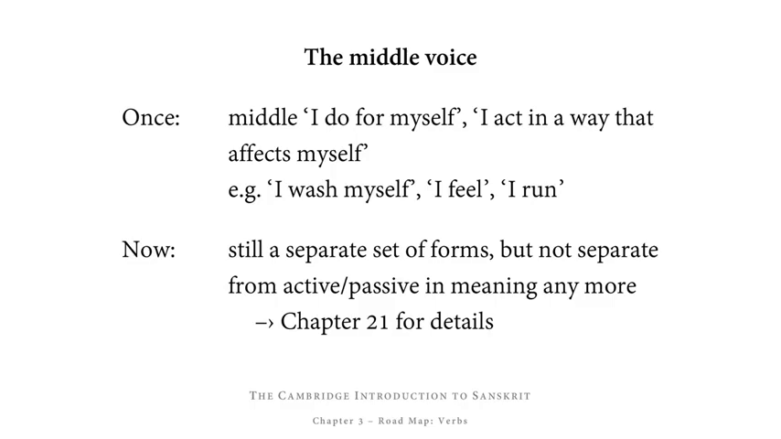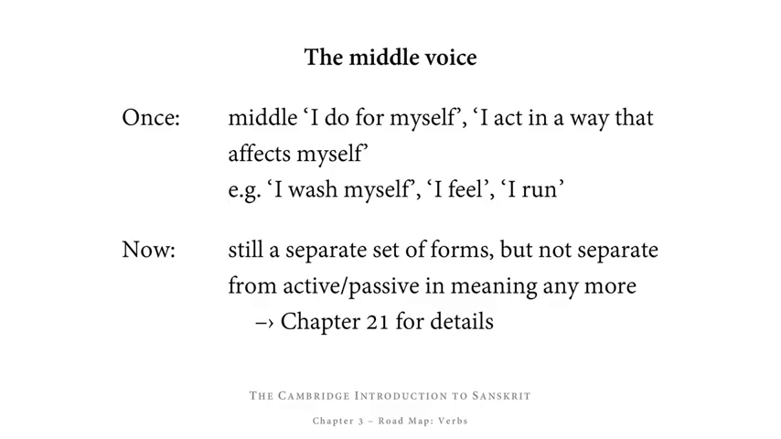Once, the middle expressed the idea of "I do for myself," or "I act in a way that affects myself." This would have been in the middle of active and passive, in the sense that if I act in a way that affects myself, then I am the one who acts, but I'm also the one who is acted on. So, for example, a middle might have expressed "I wash myself," where I am the one who washes and also the one who is being washed.